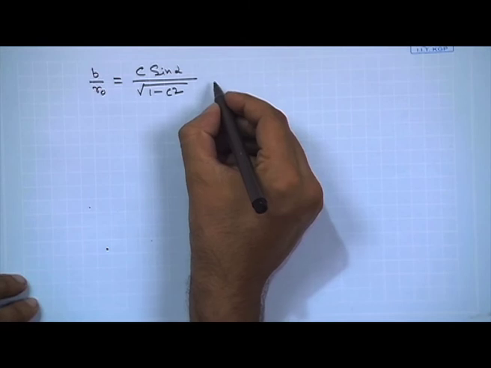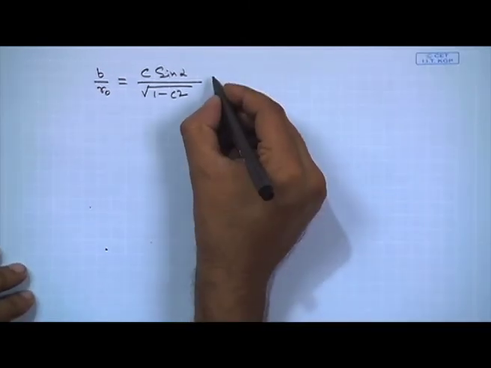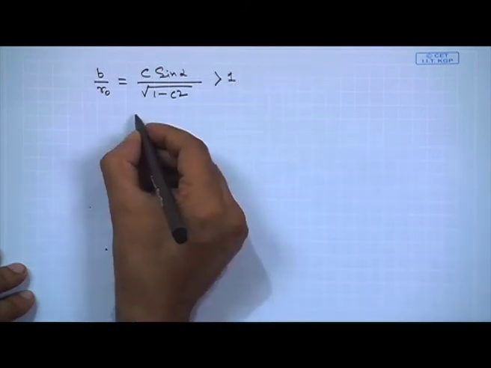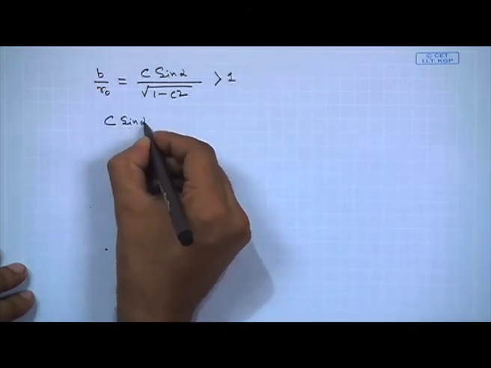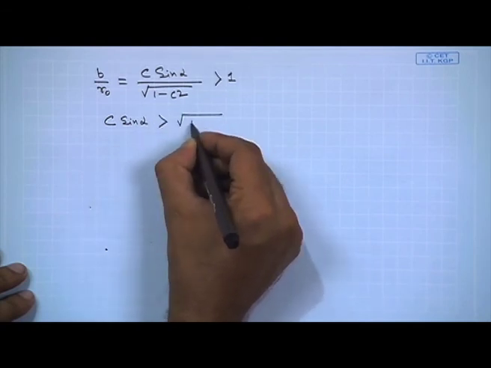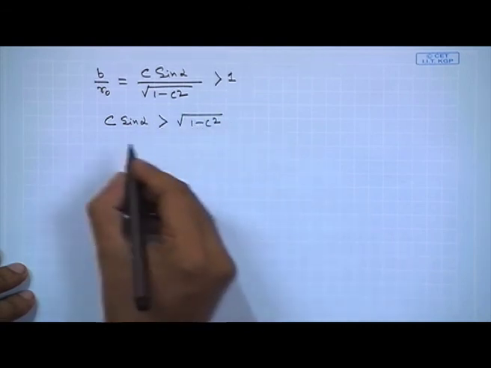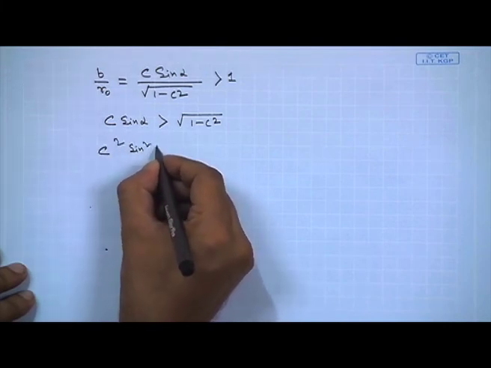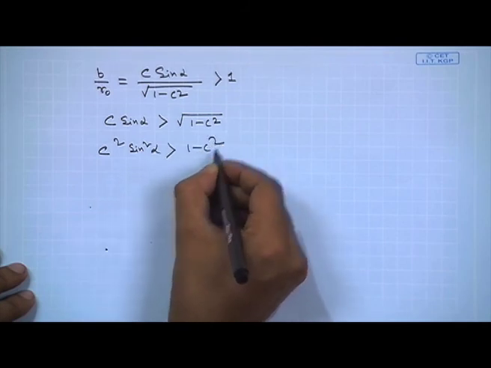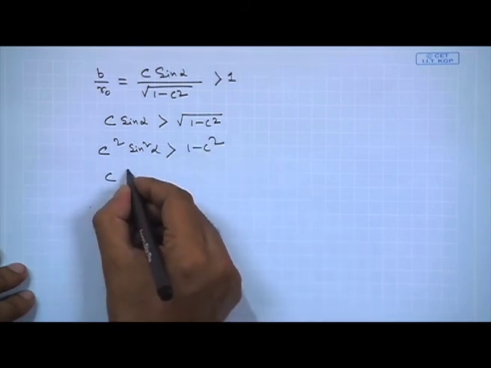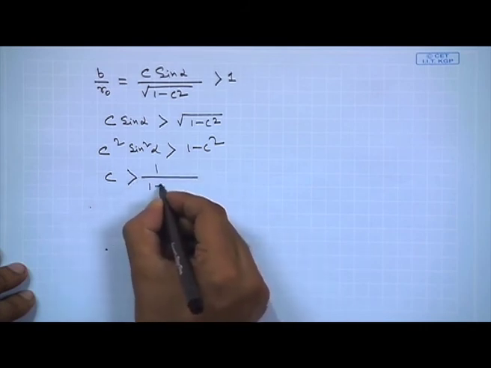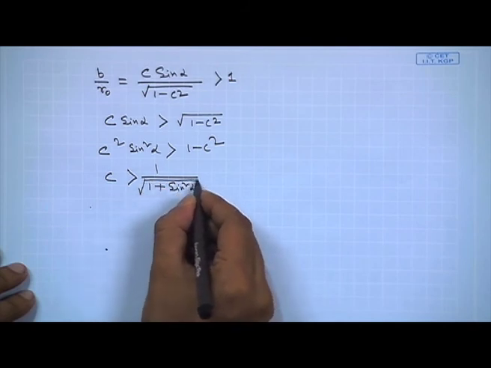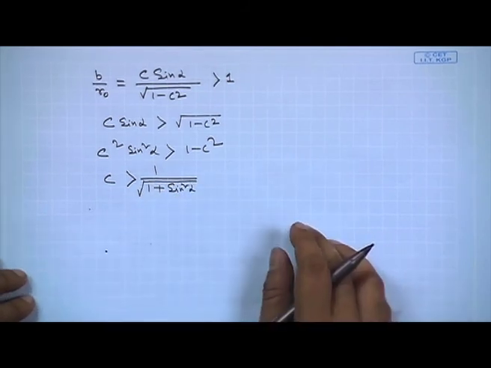So for a satellite, as I have discussed already, this ratio has to be greater than 1. So we have c sin alpha greater than root over 1 minus c square, which essentially gives c square sin square alpha greater than 1 minus c square. Simplifying, we get c greater than 1 by root over 1 plus sin square alpha. Fine.